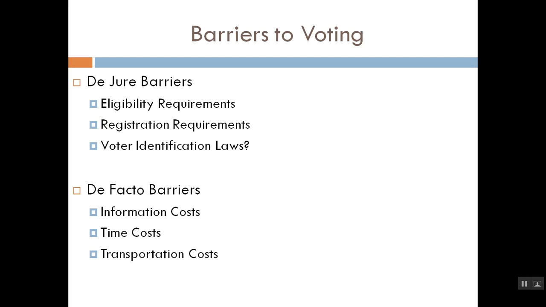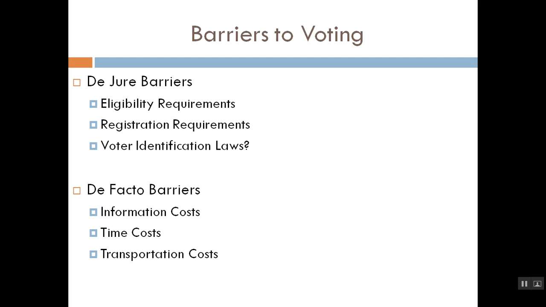Now, I'm going to urge you to be cautious about this, because there are really two major types of barrier that might prevent somebody who would like to vote from actually doing so. There are the de jure barriers, which are legal barriers, and then there are the de facto barriers, which you can think of as practical barriers. De jure means by law. De facto means by fact. And what you will discover is that both de jure and de facto barriers have diminished over time. So, for example, the major types of de jure barrier are eligibility requirements, registration requirements, and voter identification laws.